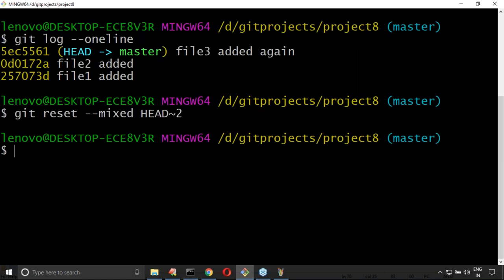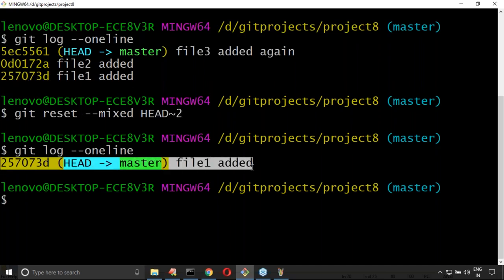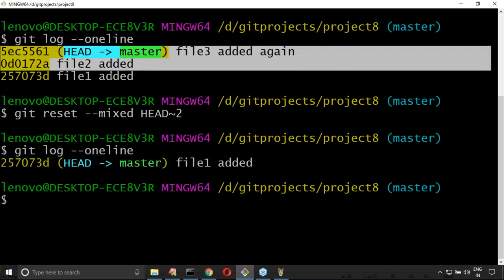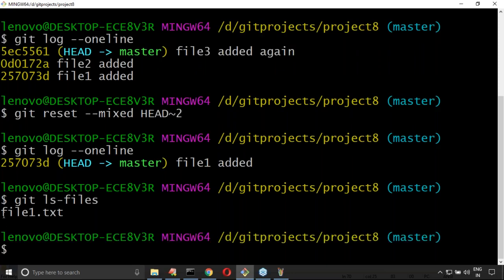Now observe git log hyphen hyphen oneline. For a fact, only this commit is there. The remaining 2 commits are gone. Any doubt? Now if I check the files in the staging area, how many files are there? Git ls-files. Only 1 file, because this mixed reset operation will remove files from the staging area. File 2 and file 3 are removed.